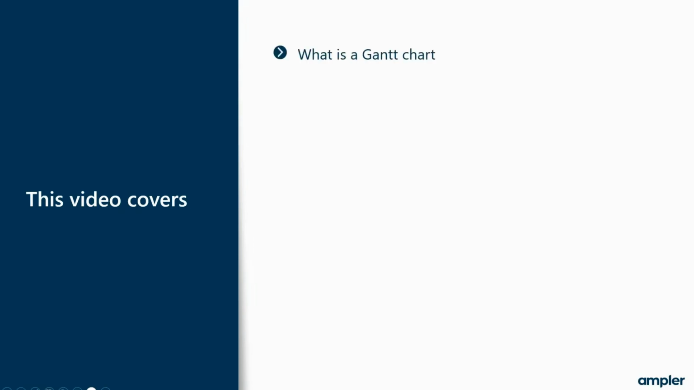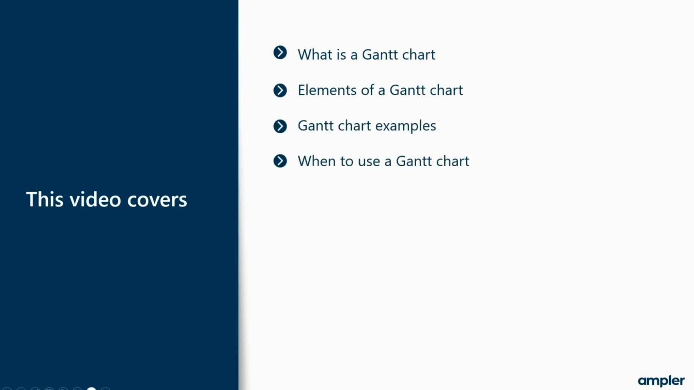First, I will explain what a Gantt chart is and the elements it consists of. Then I will show some different examples of Gantt charts and discuss when to use them. Thereafter, I will make a Gantt chart using Ampler in PowerPoint. These steps are equally important when using other tools.